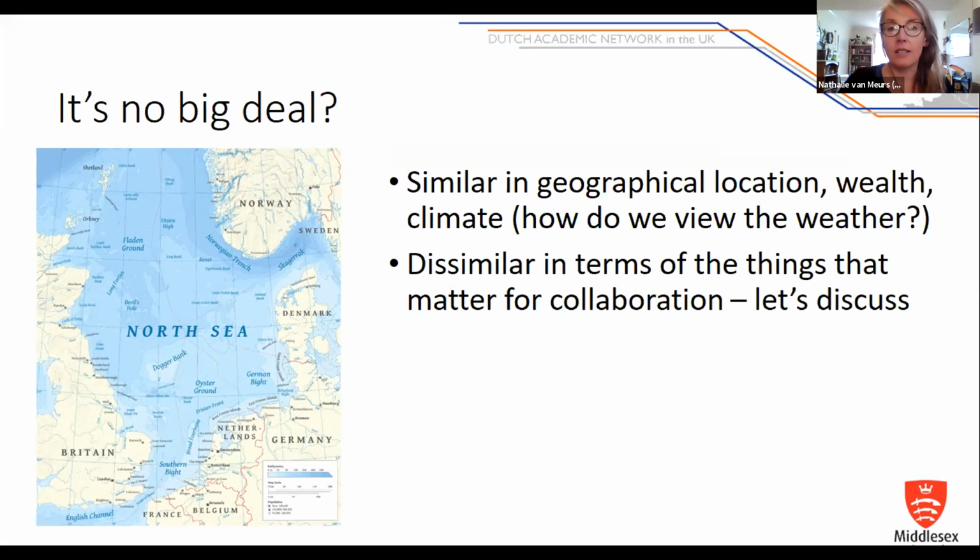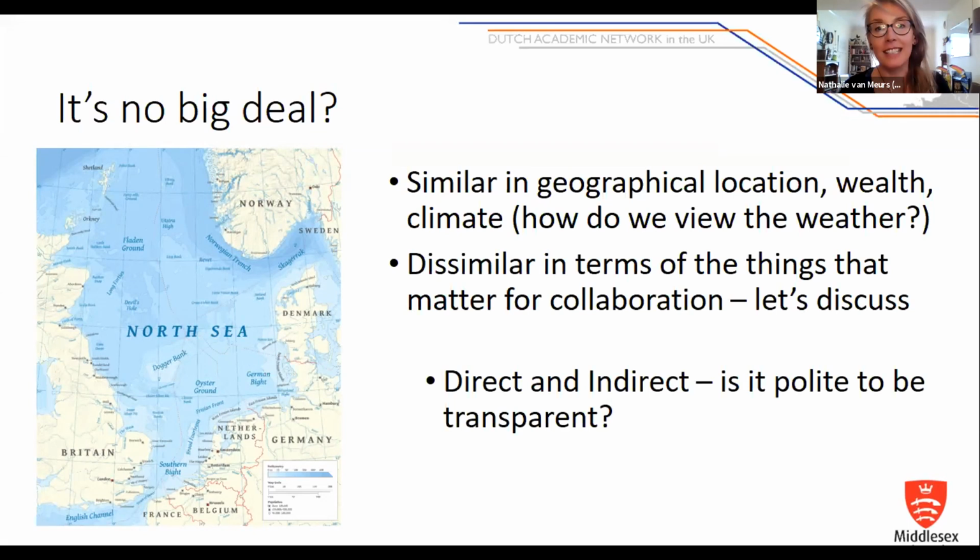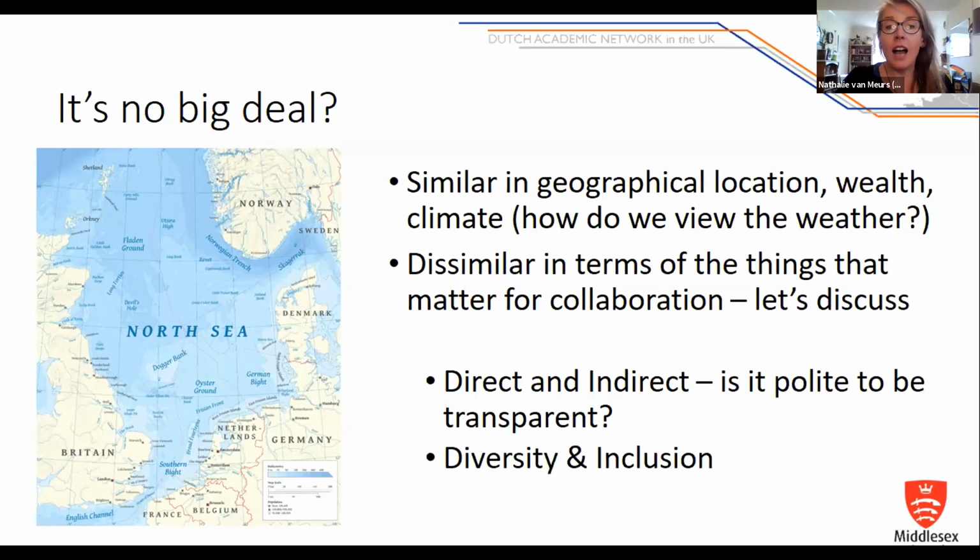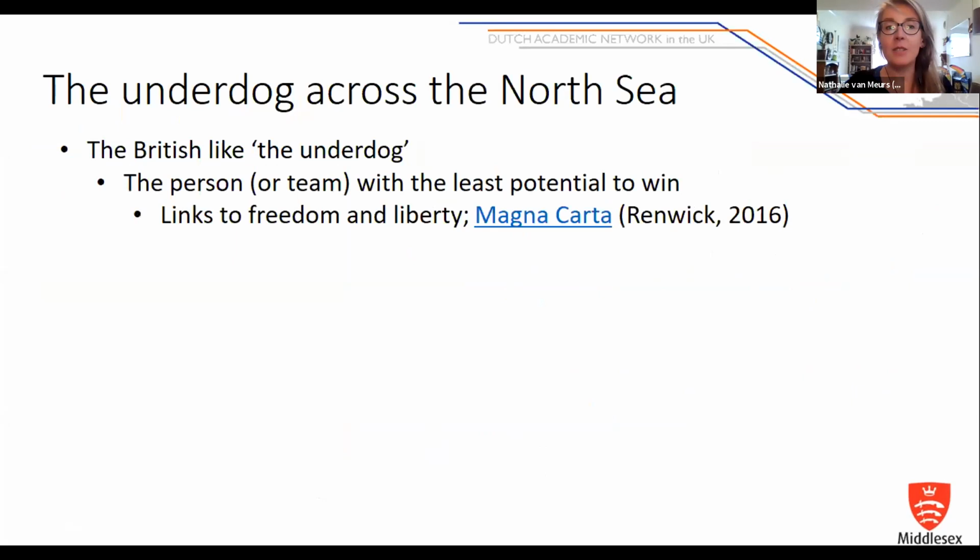And of course, I'm going to mention directness and indirectness, and focus on whether it's polite to be transparent. I will also link that to diversity and inclusion, a very hot topic in the social sciences and a must nowadays for any modern organization or institution. But I'm going to start with the underdog and what it means for both countries. So the British really like the underdog. It is the person or the team with the least potential to win. And it links to their values of liberty and freedom, and of course harks back to Magna Carta.